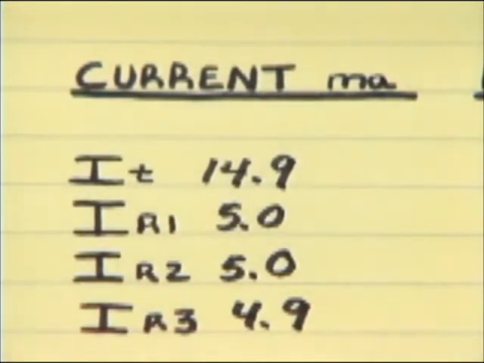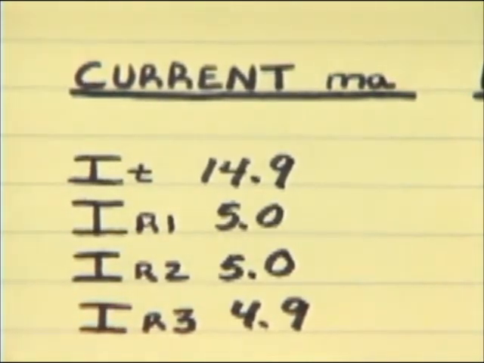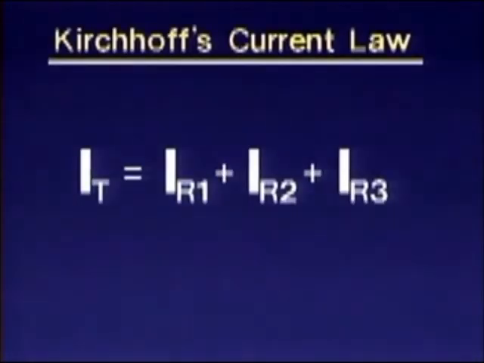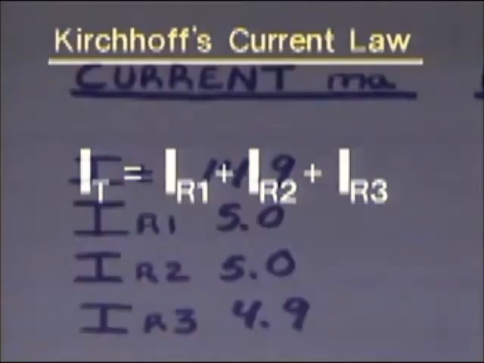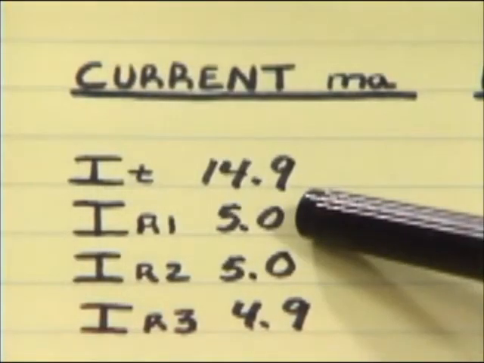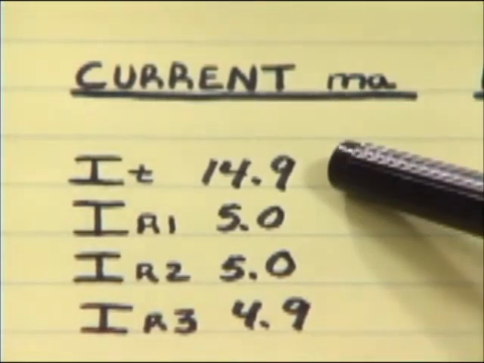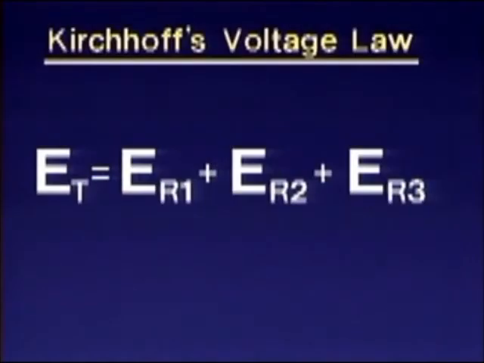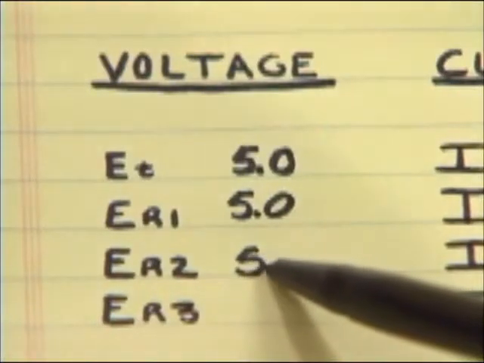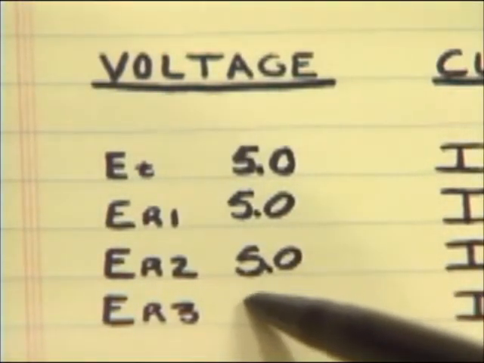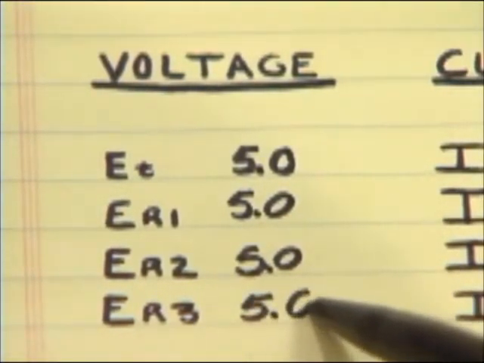Notice that when you added the third resistor in parallel to the circuit, the total current increased from 10 milliamps to 14.9 milliamps. However, the total current is still equal to the sum of the individual branch currents. That is, 5 milliamps plus 5 milliamps plus 4.9 milliamps equals 14.9 milliamps. Now, since the voltage across parallel branches is the same as total voltage, you can record 5.0 volts next to ER1, ER2, and ER3.